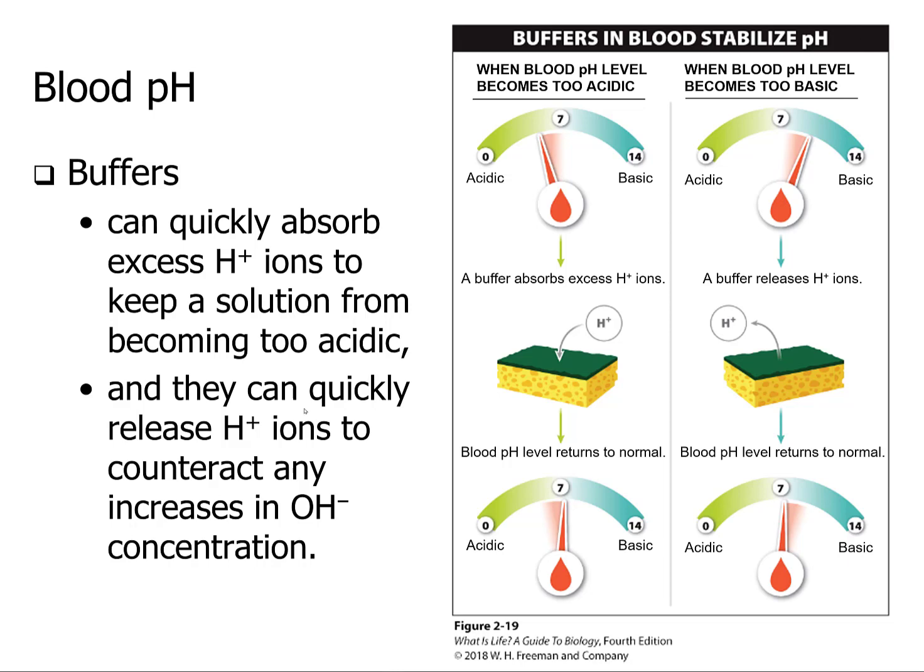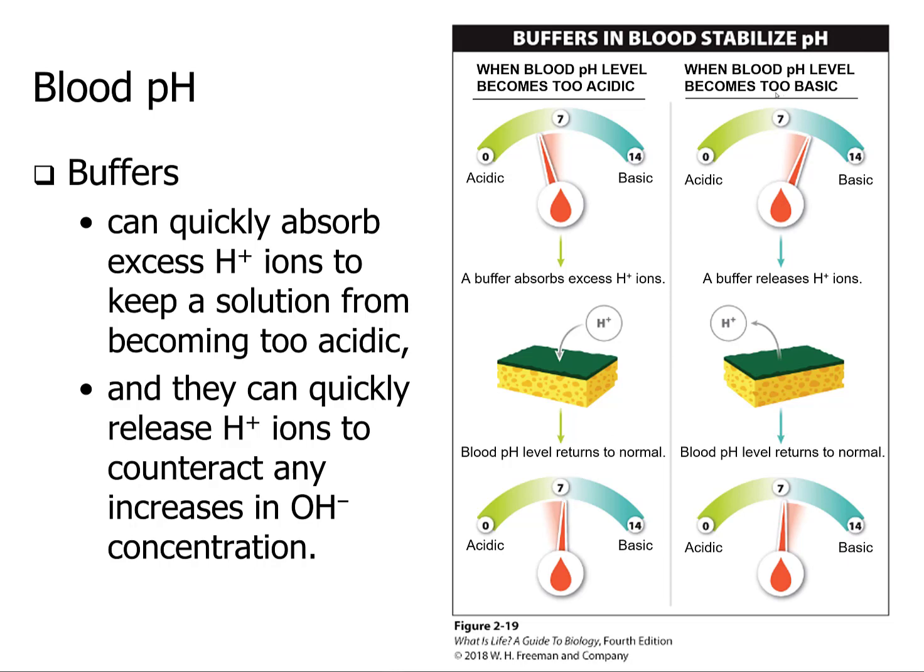So you have to understand some of the chemistry, and they can quickly release hydrogen ions to counteract any increases in the hydroxyl concentration. So buffers can absorb or release depending on the chemistry that's changing or trying to change the pH. For example, when blood pH becomes too acidic, the buffer absorbs the excess hydrogens and the blood pH returns to normal, 7.4.